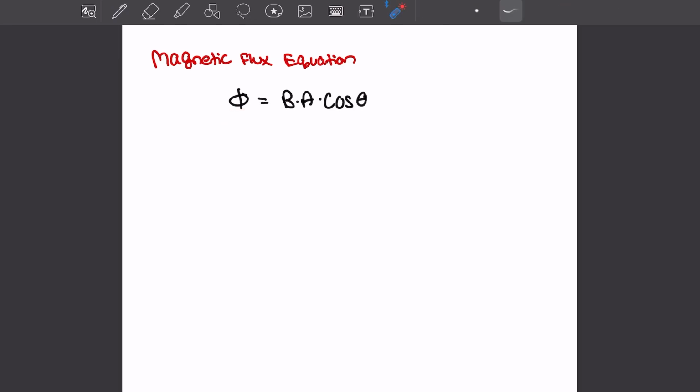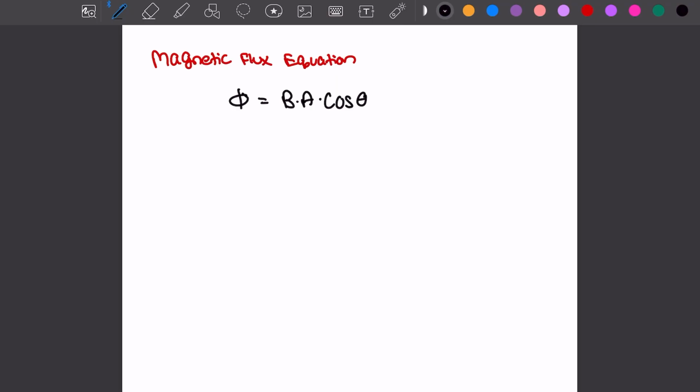In this video, we're going to go over how to do the magnetic flux equation. This equation looks like this. There's two ways to pronounce this letter over here, phi or phi. I pronounce it as phi, but you can say whatever you want. Ultimately, it doesn't matter. Phi equals B times A times cosine theta.